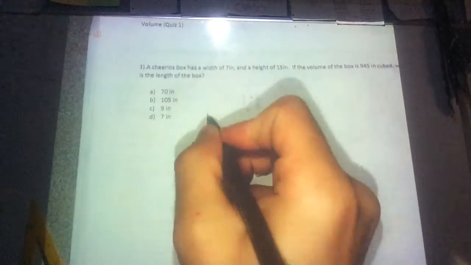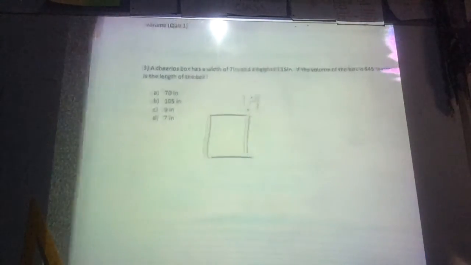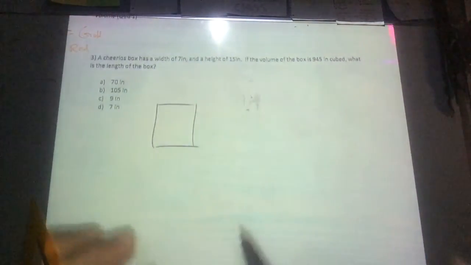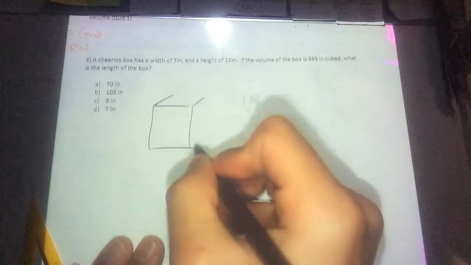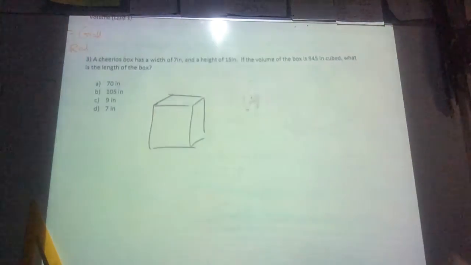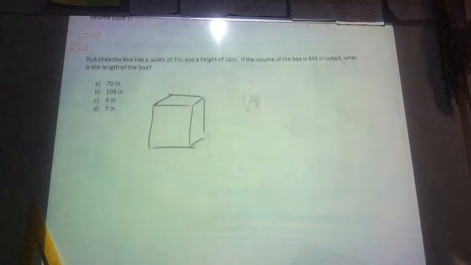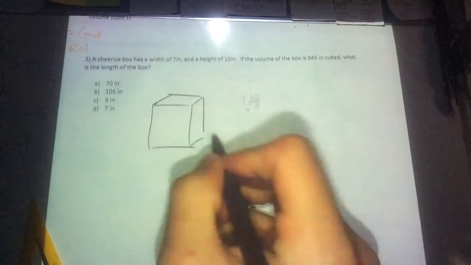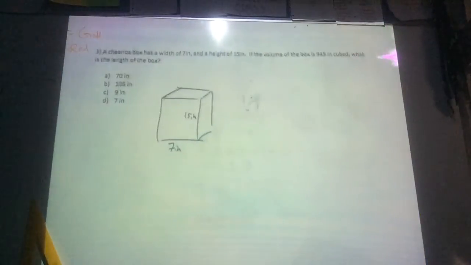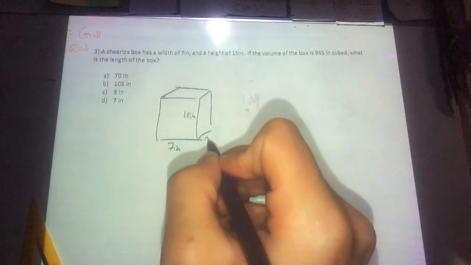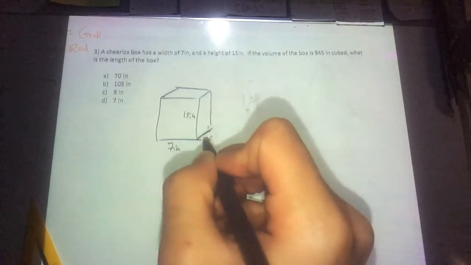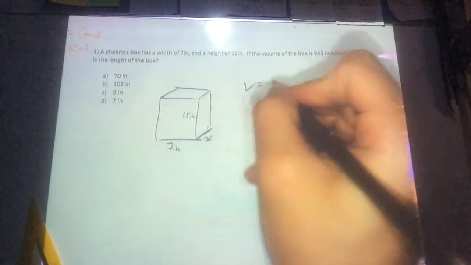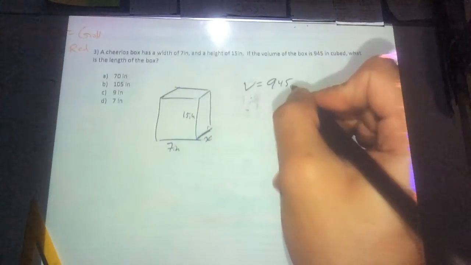Last one, it's a little bit tricky. So I like to draw a picture. If you want to draw the Cheerios box, start with a rectangle, and then draw 3 lines extending from that rectangle, and then connect those lines. There's a good 3D figure. So the width is going to be 7 inches. The height is 15 inches. And we're trying to figure out the length. And I know that the volume is equal to 945 inches cubed.